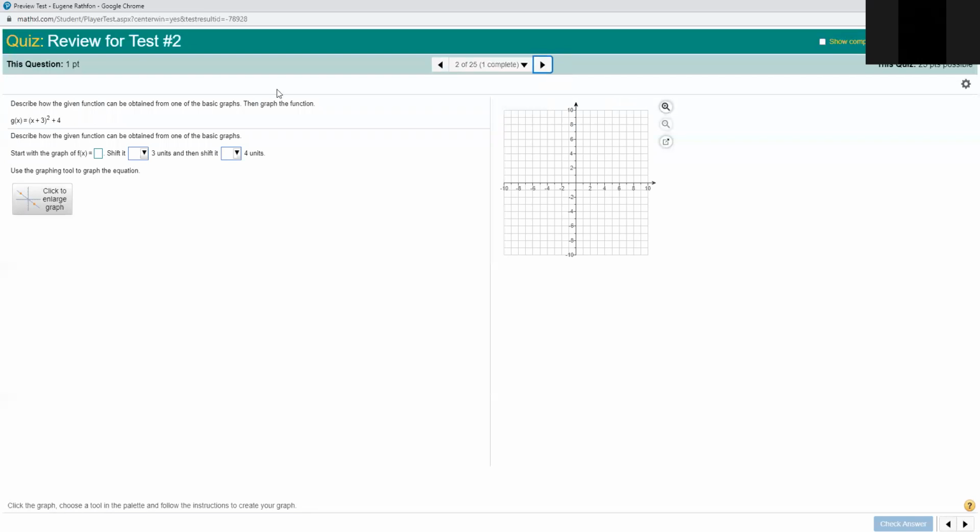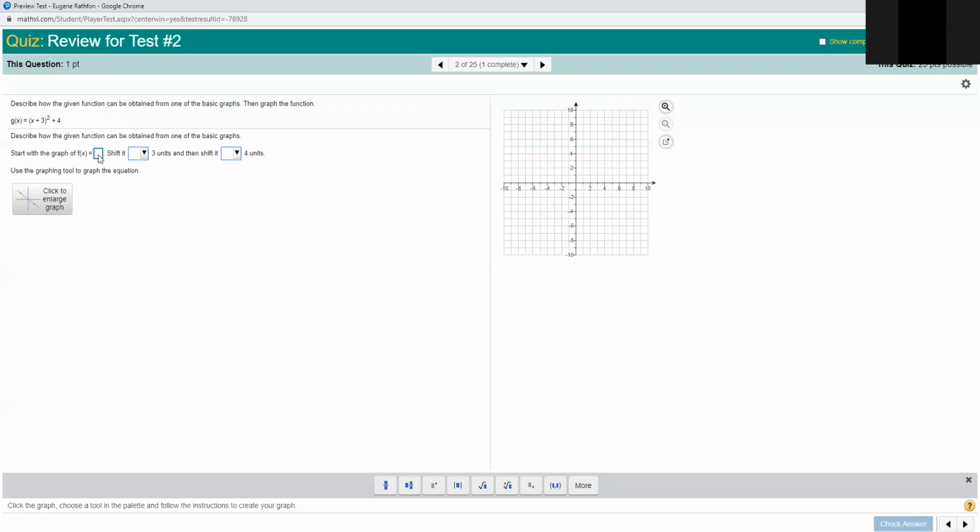All right, so determine how the given function can be obtained from one of the basic graphs. So it looks like the basic function is going to be the x squared graph because we see an exponent 2 here. So what we want to know is what's this plus 3 doing inside the parentheses, and what's this plus 4 doing on the outside of the parentheses. So first of all, you're going to start with the graph of x squared. So you put in your x squared graph.